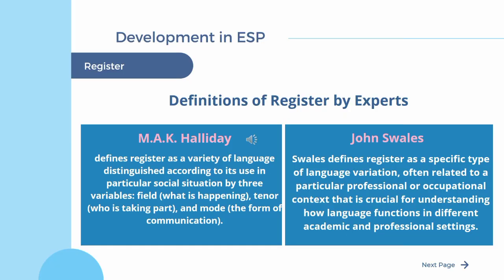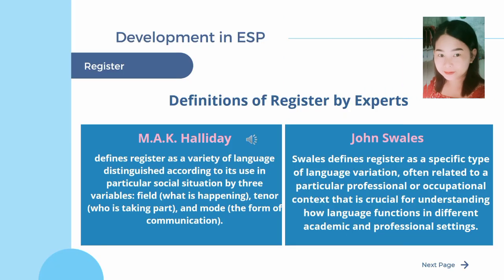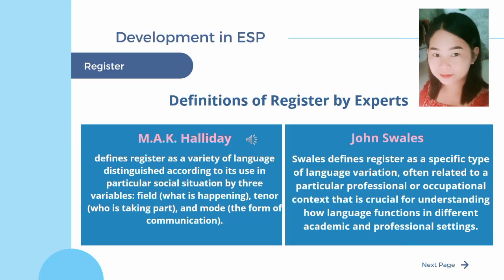Well, I will explain register. The definition of register by experts: M.A.K. Halliday defines register as a variety of language distinguished according to its use in a particular social situation by three variables: field, what is happening; tenor, who is taking part; and mode, the form of communication.